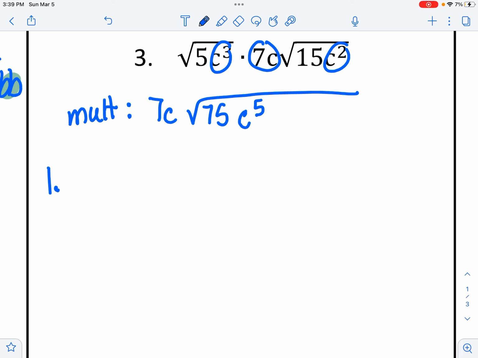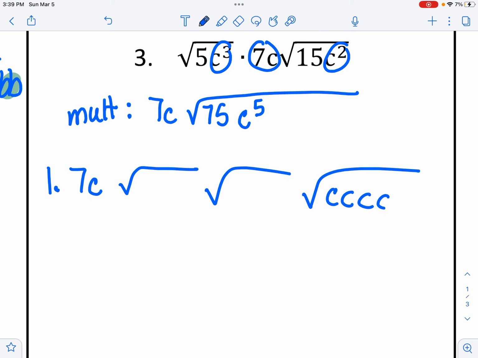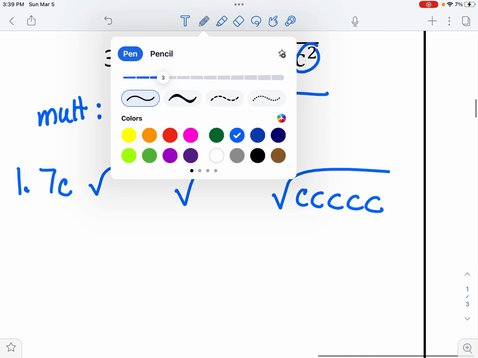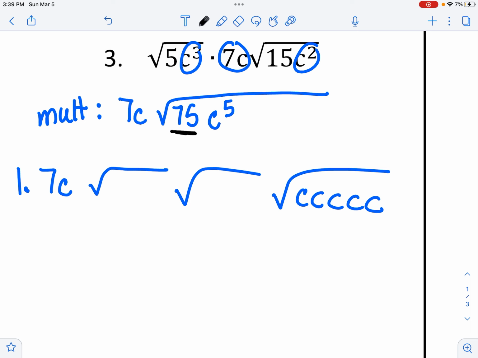Now, step 1, bring that 7c down. And let's do this and this for the 75. And then let's do the 5c's like this. Okay? So 75, you're going to make your way through that list. Eventually, as you work through 75, in your list you'll do 75 divided by 25 and you'll get 3. So we put the 25 here and we put the 3 here.